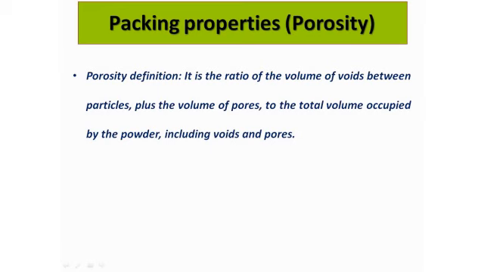First of all, you have to add the volume of the voids and the volume of the pores, and divide by the volume occupied by the powder. That is the summation of the two things, the volume of the voids and the volume of the pores, divided by the volume of the powder including the voids and pores. This is the porosity of a powdered drug, right?